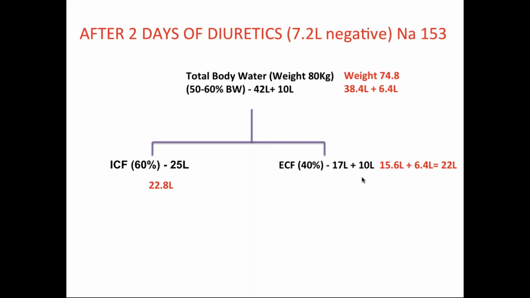So now after 2 days of diuretics and 7.2 liters negative and a sodium of 153, what has happened to him is that he has lost weight and he's now at 74 kgs. And half of it is going to be normal saline that has come out, and that will come out directly from the extracellular fluid compartment, which will be going down from 10 liters to 6.4. So 3.6 liters has been lost. And the remaining 3.6 liters is plain water that he's lost, and that will come out 60% from the intracellular compartment and then 40% from the extracellular compartment.